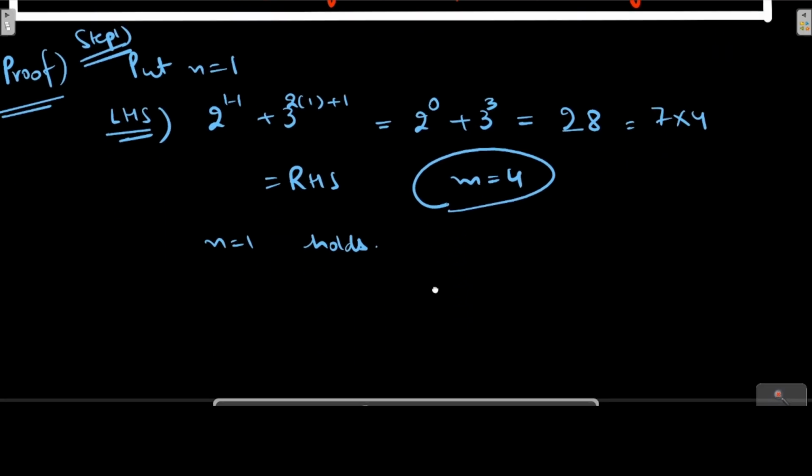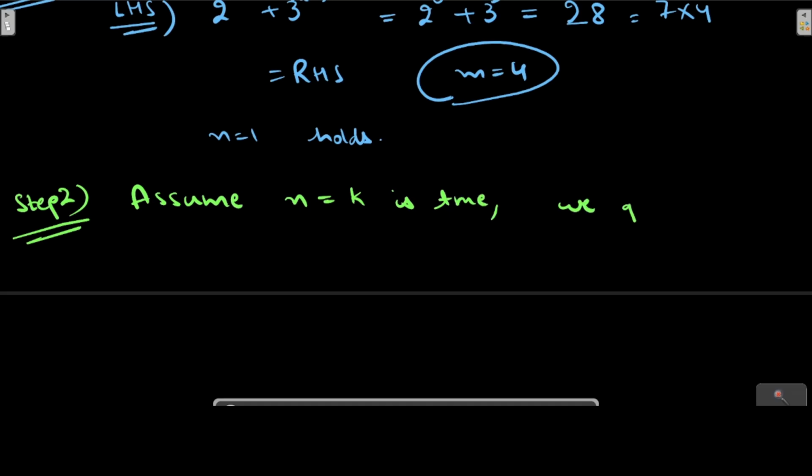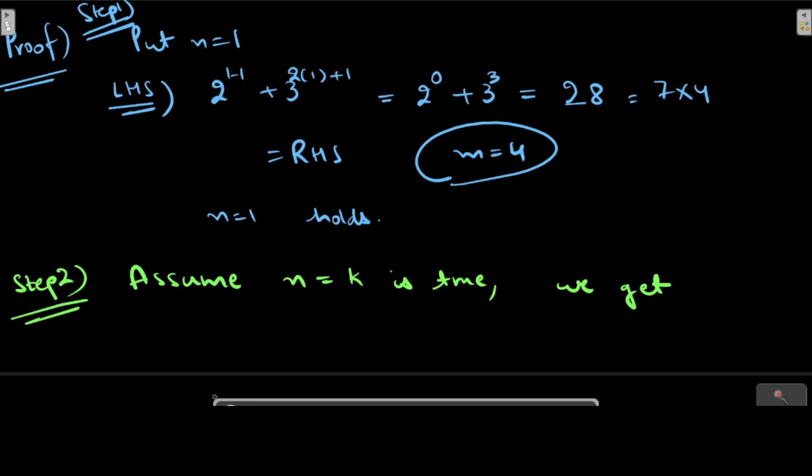Let's proceed towards step 2. Assume n is equal to k is true. So what do you get by this assumption? You get 2 to the power of k minus 1 plus 3 to the power of 2k plus 1 is equal to some 7 times alpha. Let's label it as the first.